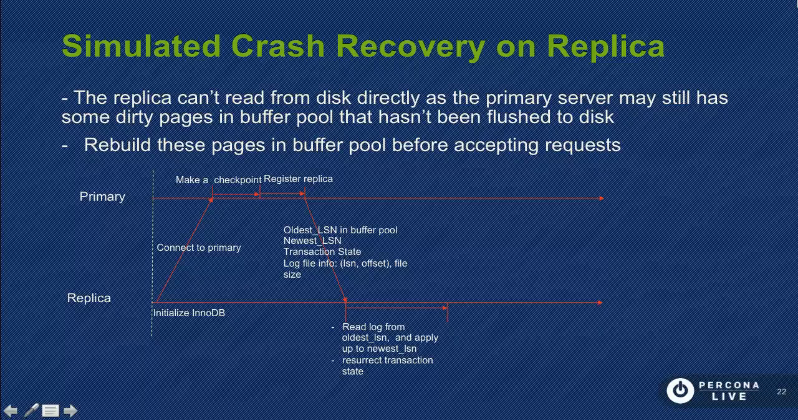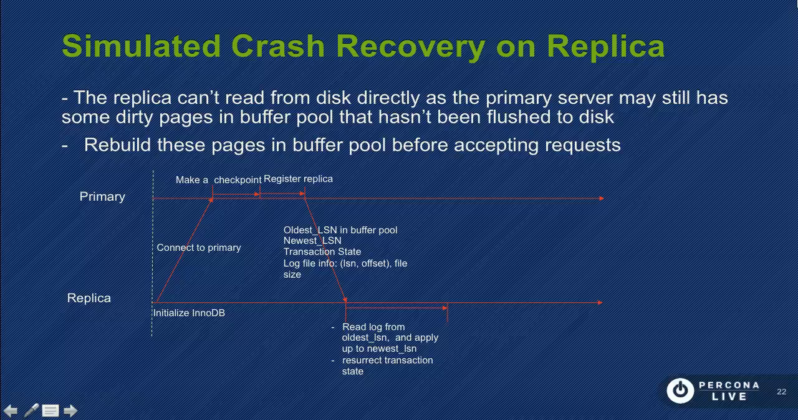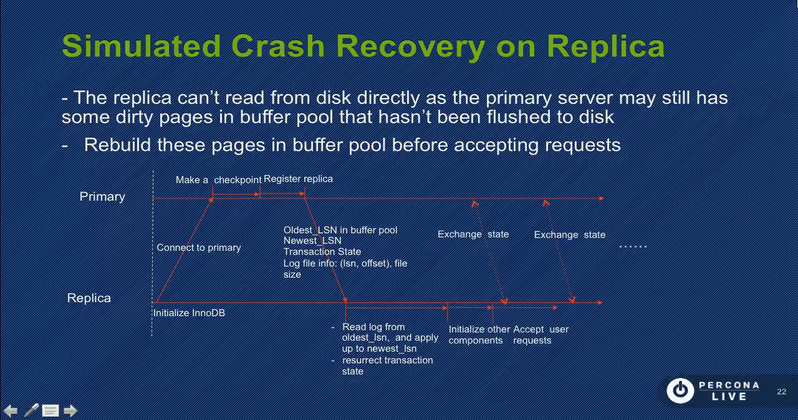With this information, the new replica will start reading log from the oldest LSN, apply log up to the newest LSN, and then overwrite its global transaction state with the snapshot copied from the primary. After that, it's safe to initialize other components, and then start accepting user requests.